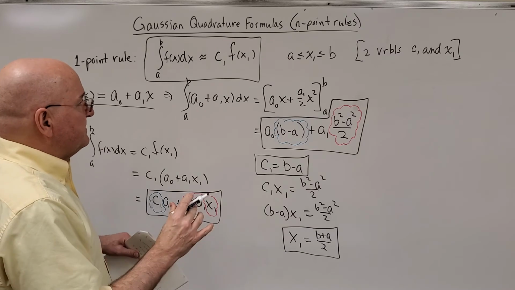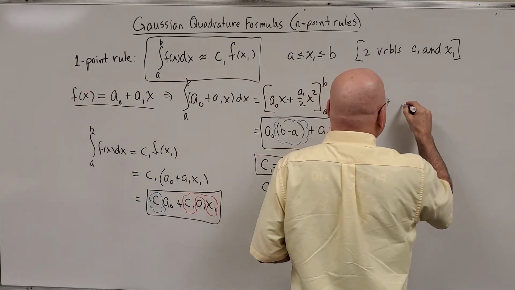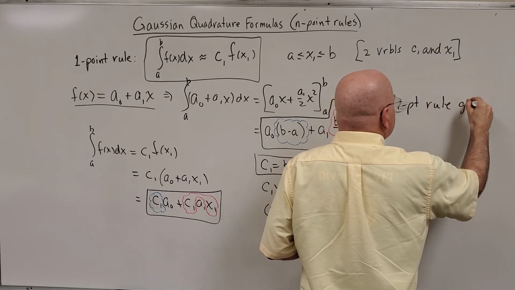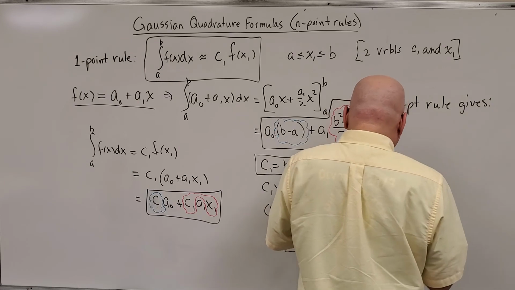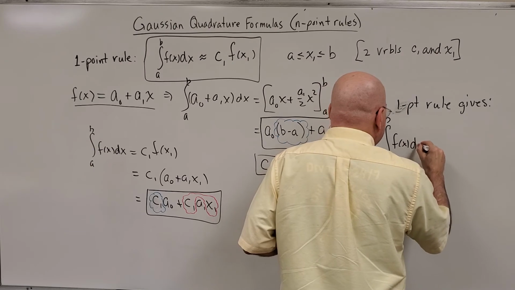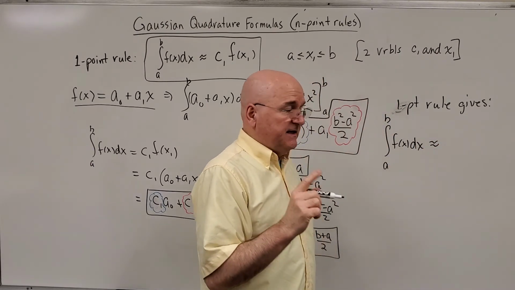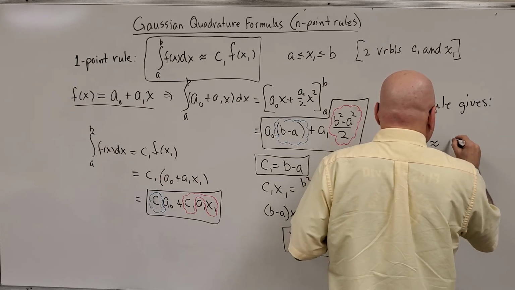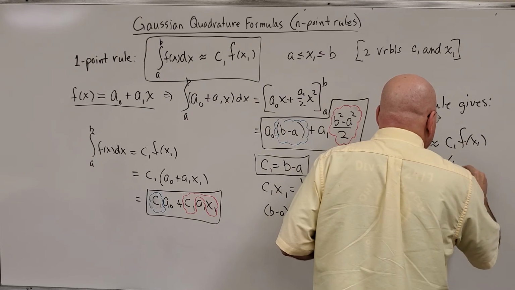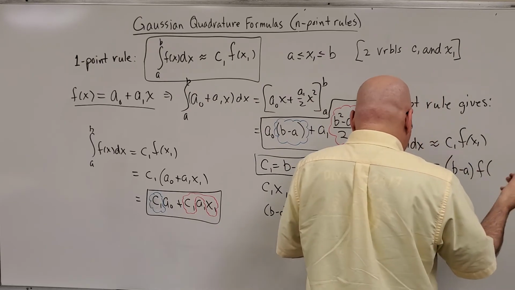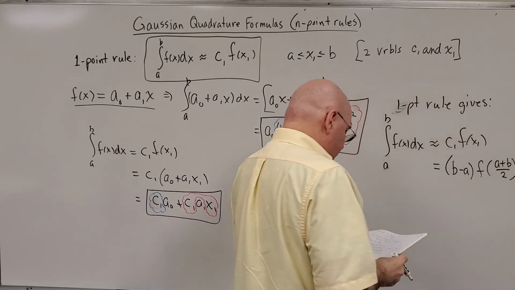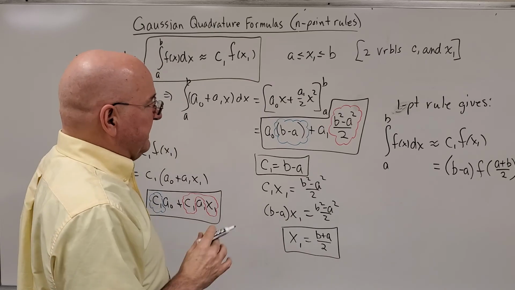So, to summarize the one-point rule, it gives us the following. The integral from a to b of f of x dx is approximately equal to c1 f of x1, which is b minus a times f of a plus b over 2. And if you think about it, that makes really good sense.